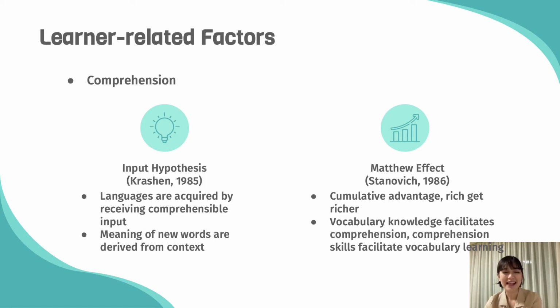So firstly, the input hypothesis states that languages are acquired by receiving comprehensible input, and the meaning of new words are derived from context. This means that the extent to which a learner incidentally acquires vocabulary through watching videos rely on their understanding of the video content. And the Matthew effect also suggests that a cumulative advantage, so the rich get richer, where one's vocabulary knowledge facilitates comprehension and comprehension skills facilitate vocabulary learning.